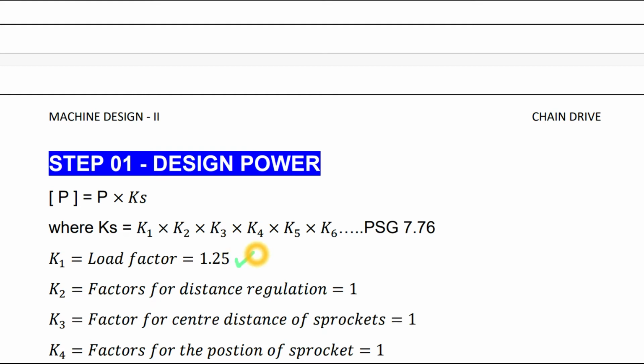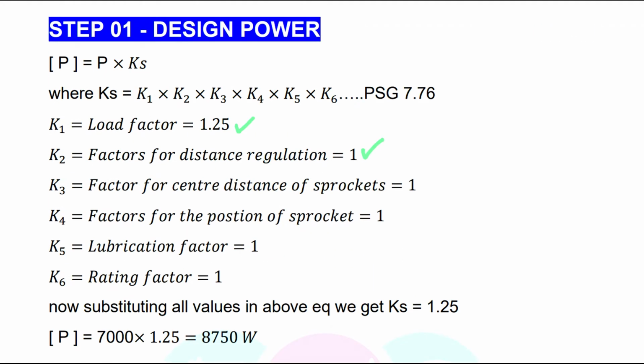Moving to the next, K2. K2 is the factor for distance regulation, and for that we assume adjustable support, and for adjustable support the value is 1. Now moving to the next, K3. K3 is the factor for center distance of sprocket. P is equal to 30 to 50 P. For that the value is 1.